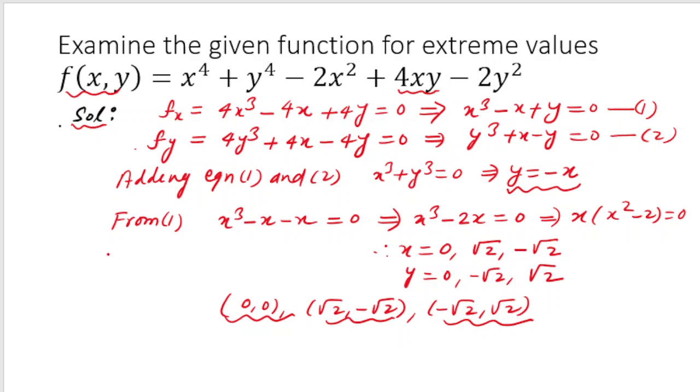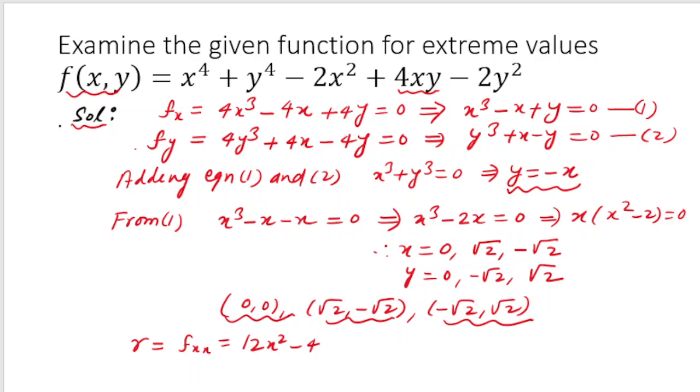Okay. So what is the next thing? The next thing is that we have to calculate r. So r is f of xx. If I differentiate f of x again, we have 4x cube, so it will become 12x square minus 4. I can take 4 common, but let me leave it as such: 12x square minus 4.